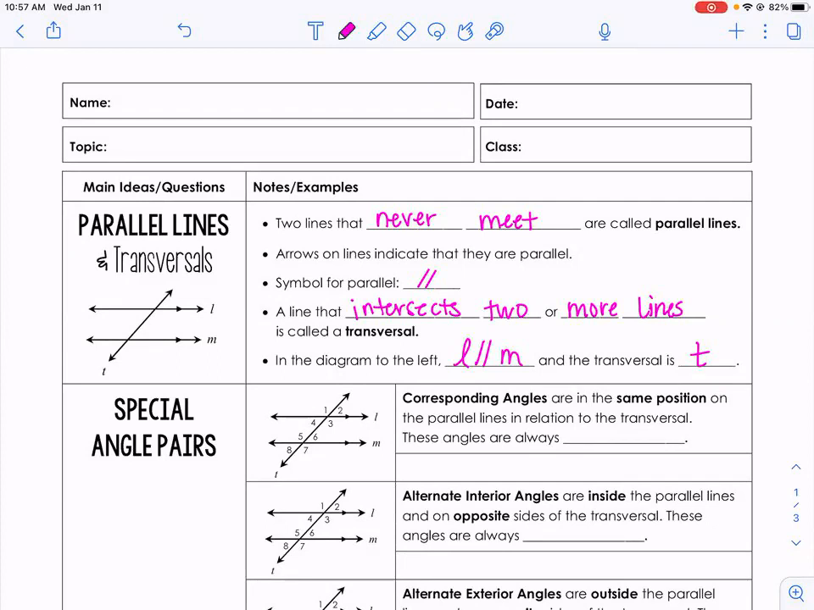Okay. All right. So this is what you're going to do. There is a cup at your table, and there are 3 colors of highlighters. You and your elbow partner are going to share 3 highlighters. So grab the 3 different colors.